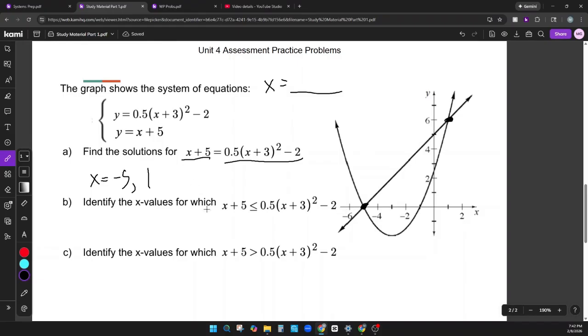For part B, it asks me to identify the x values for which x + 5 is less than or equal to 0.5 (x + 3)² - 2. So now we're actually trying to compare one to the other and not just set them equal to each other. So at this point, I think it's fairly worth our time to go ahead and figure out which one is this equation and which one is this equation. Which one is equation number 1 and which one is equation number 2.